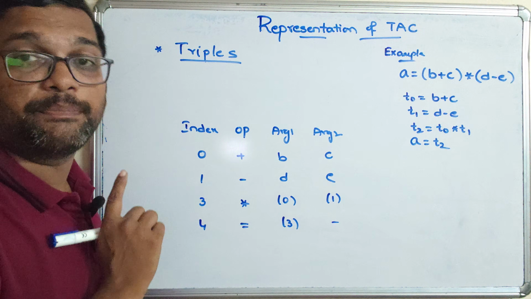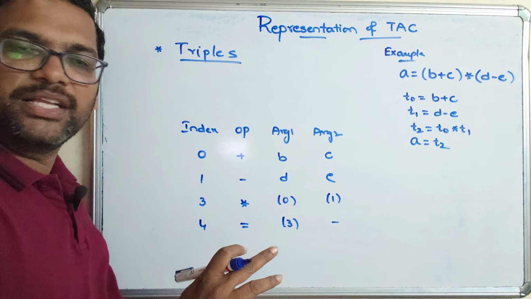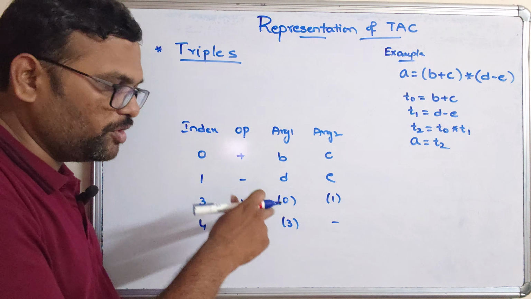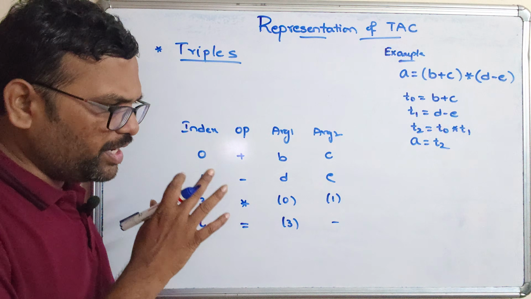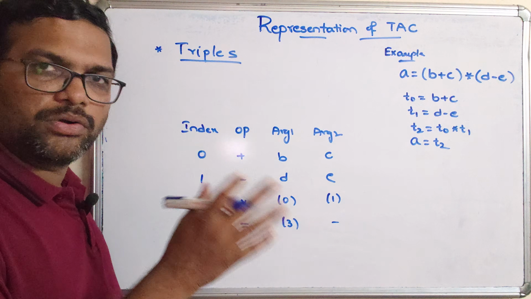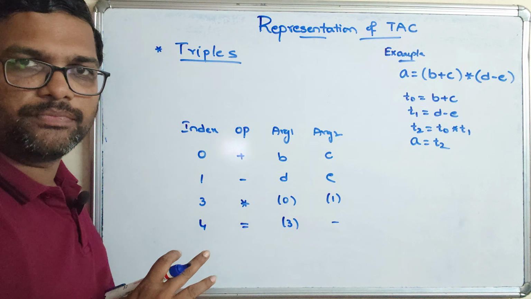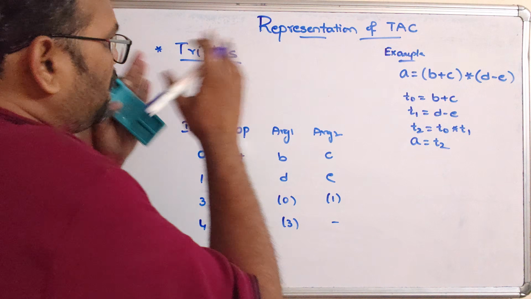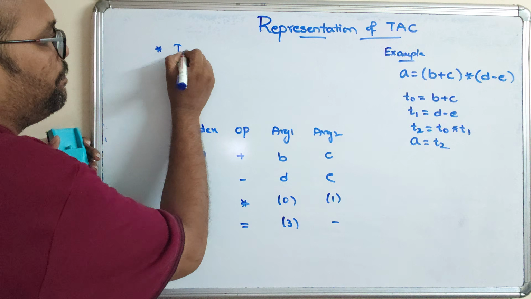Okay, so here we are not using any temporary variables, but instead we are making use of the previous triple results directly. So it will be very easy because there are no temporary variables, but it is difficult to generate the target code. And there is one more representation that is called indirect triples.